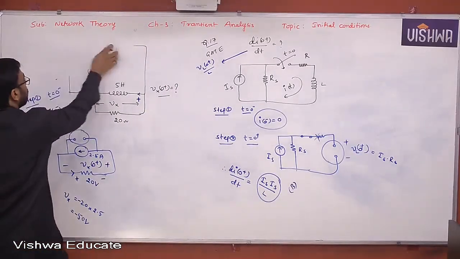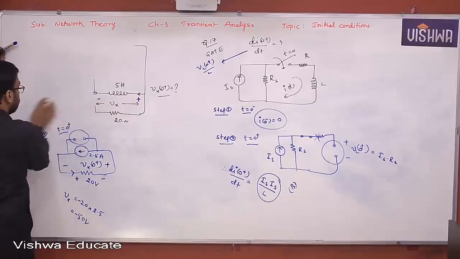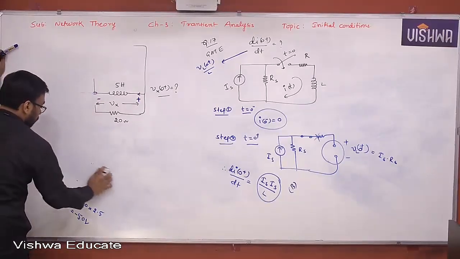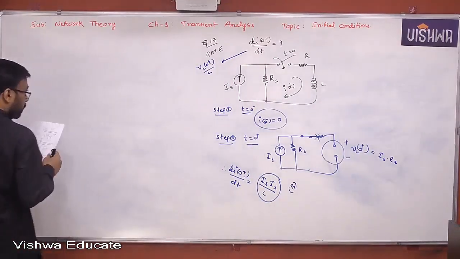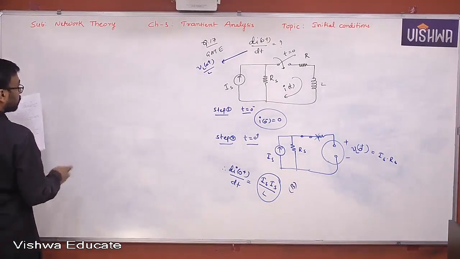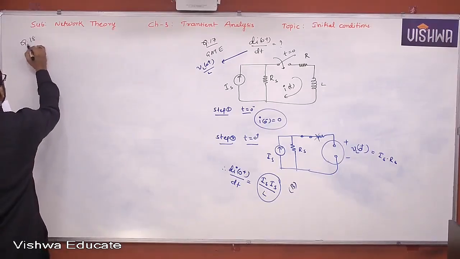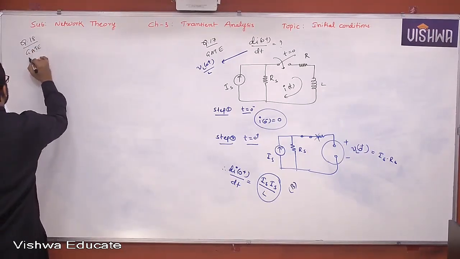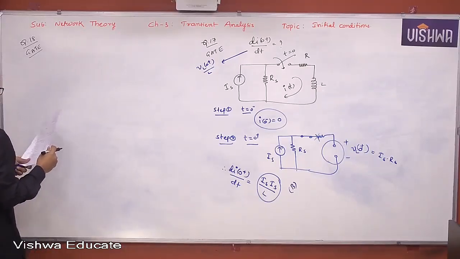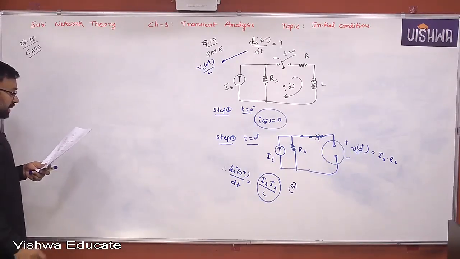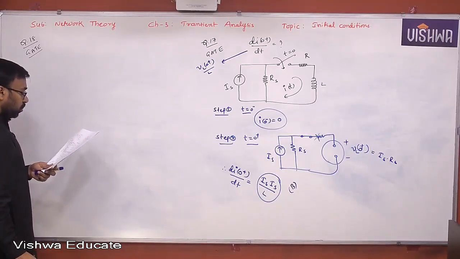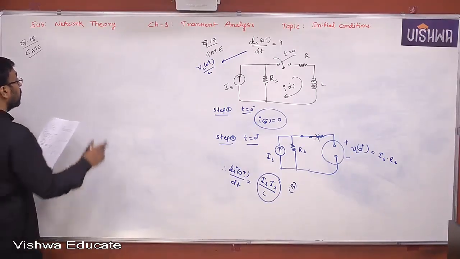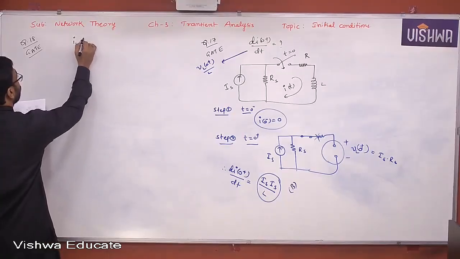Let's go with question number 18. This question was asked in GATE previous. Assume that the switch S is in position 1 for a long time and thrown to position 2 at t equal to 0. At t equal to 0 plus, the current I1 is, that means I1 of 0 plus is asked.